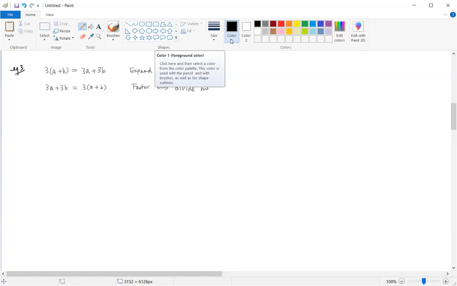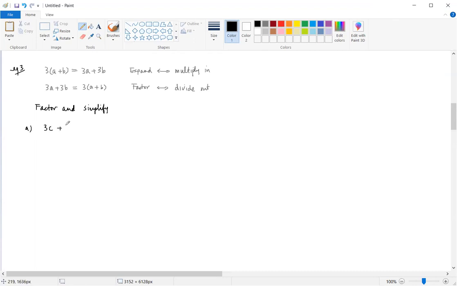Okay, so when the question asks us to simplify, read carefully. Do they want us to expand and simplify or factor and simplify? Here I want to do factor and simplify. What does it mean? Okay, let's see.